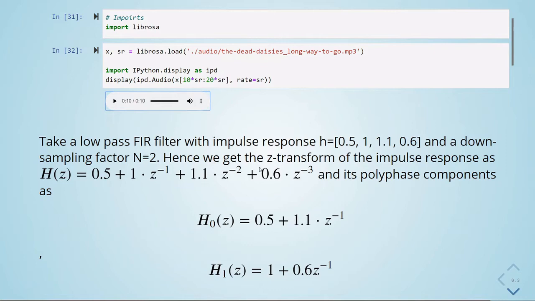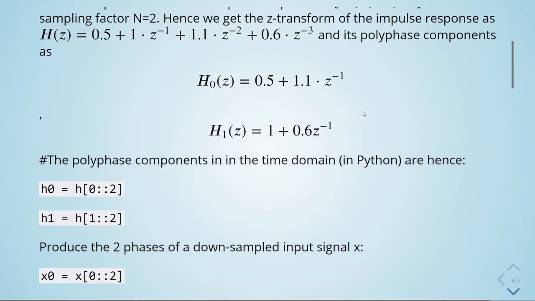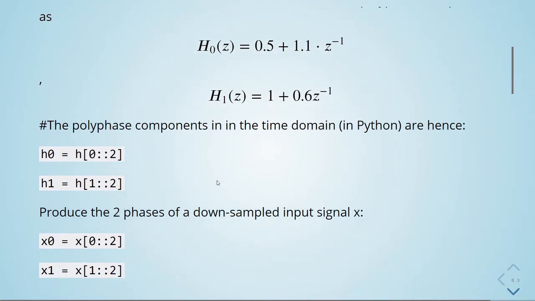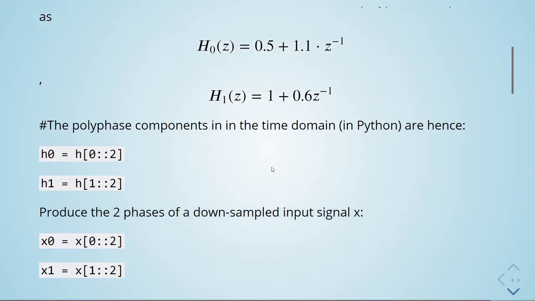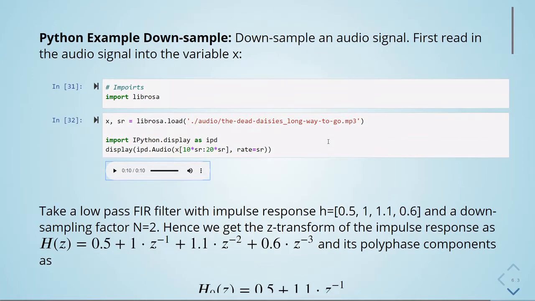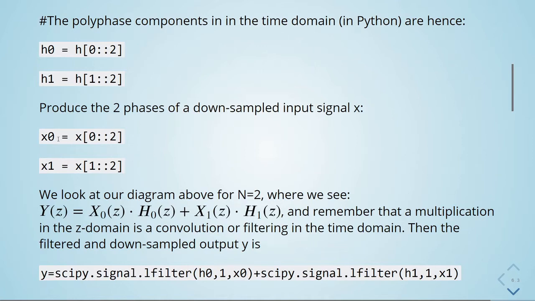And then we can have the polyphase components, starting at phase 0. So we have these two coefficients, and for phase 1 we have these two coefficients. So we can use this Python indexing to conveniently get these polyphase components. So from here we go to H0 and H1, and we can do the same thing for the input signal X. We have our original signal here, and we'll just use this indexing to get the X0 and X1.